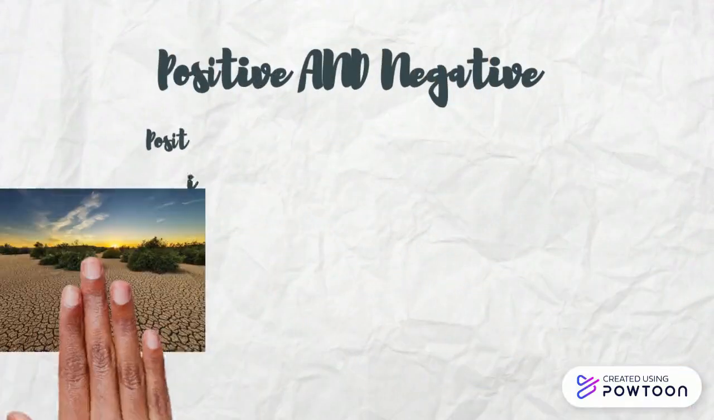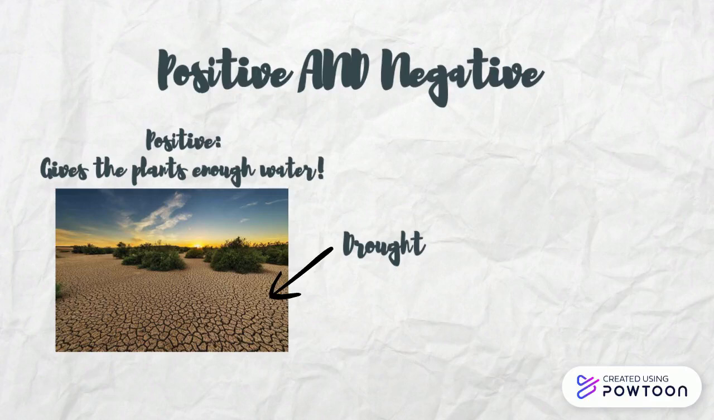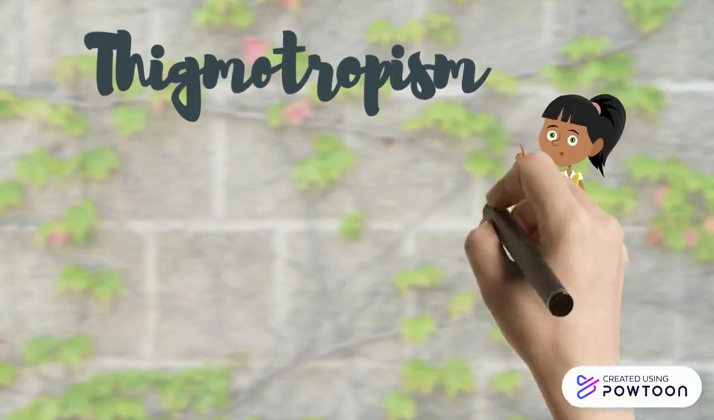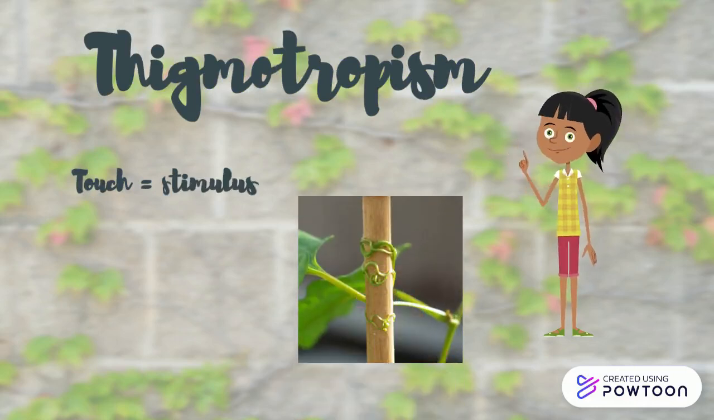Now, positive hydrotropism can benefit a plant by allowing it to absorb water found in the soil. This can help plants during events like droughts. Negative hydrotropism, on the other hand, helps a plant avoid unnecessary harmful substances. Thigmotropism. This tropism allows plants to bend in response to touch, which, as you may have guessed, is a stimulus.